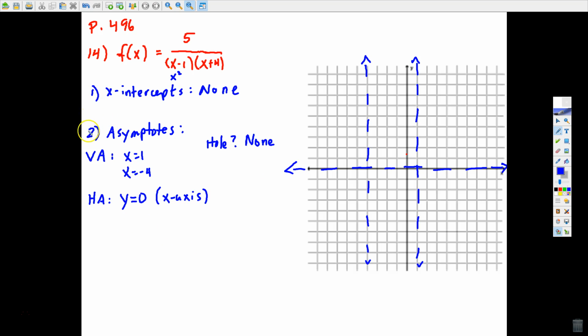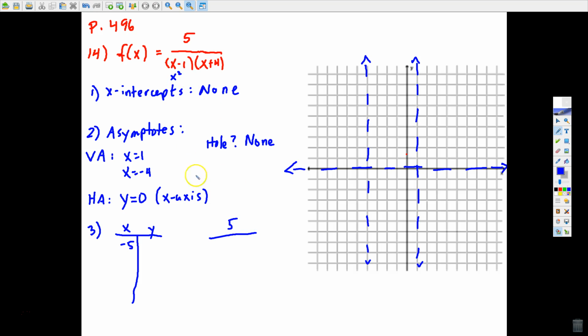Okay, so we've taken care of the first 2 steps, and now the final step will be to come up with some points, inputs and outputs. And basically we want to know what happens to the left of x equals negative 4. So let's just pick a number like negative 5. Let's input negative 5 into this function and see what we get as the output, and we'll have an ordered pair that we can graph.